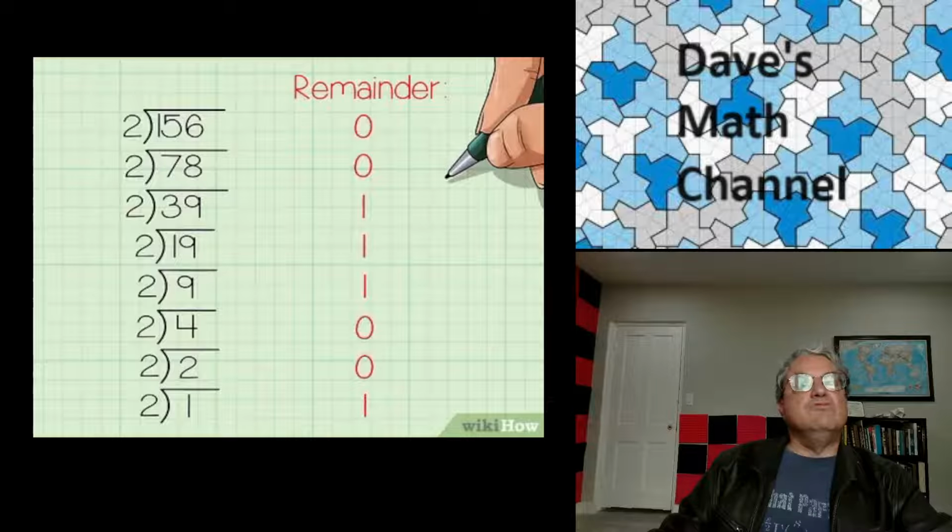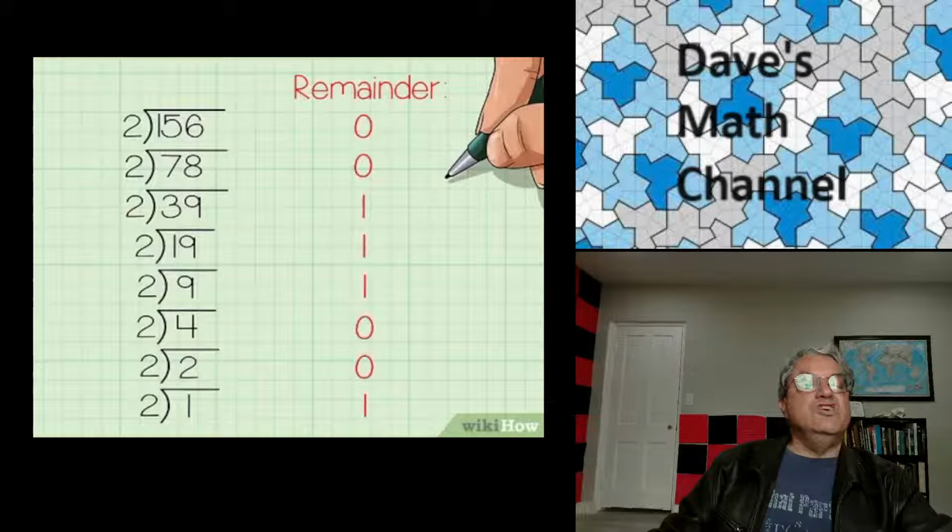And then you do the same thing with 78. 78, once again, is even. So your remainder is going to be 0, but you still have to do the quotient, which is 39. This time 39 is odd. So your remainder is going to be a 1. That means your third bit from the right is going to be a 1.